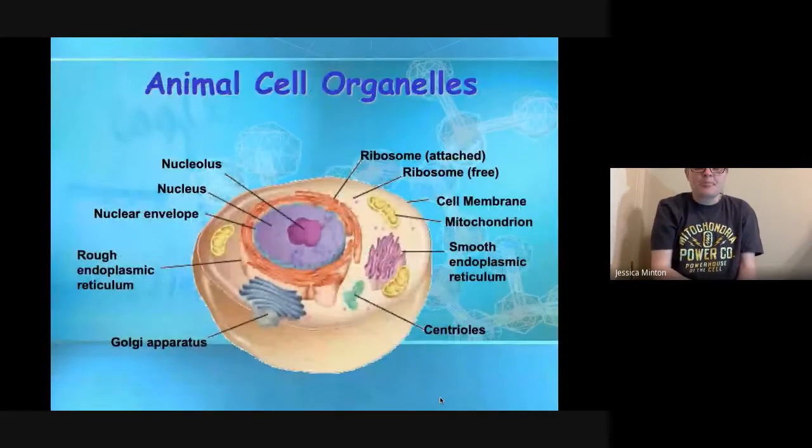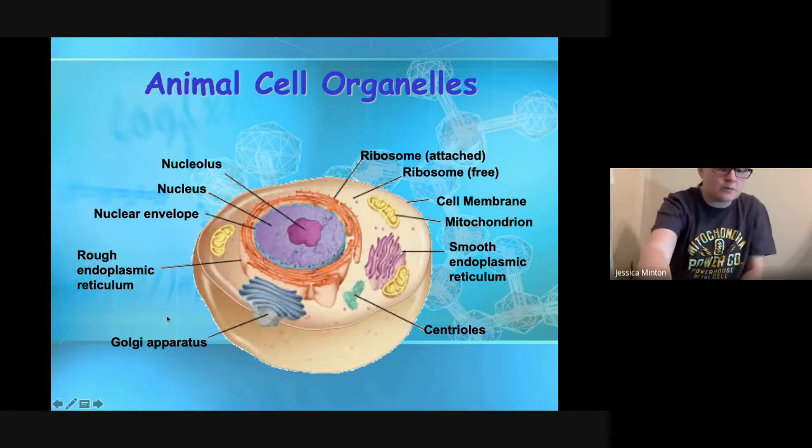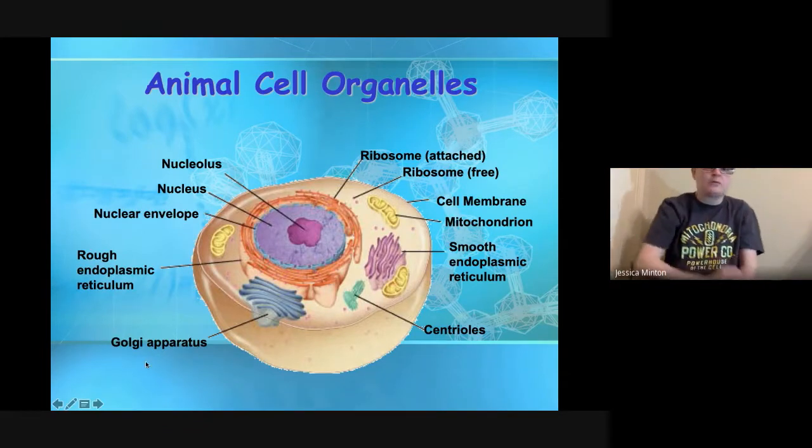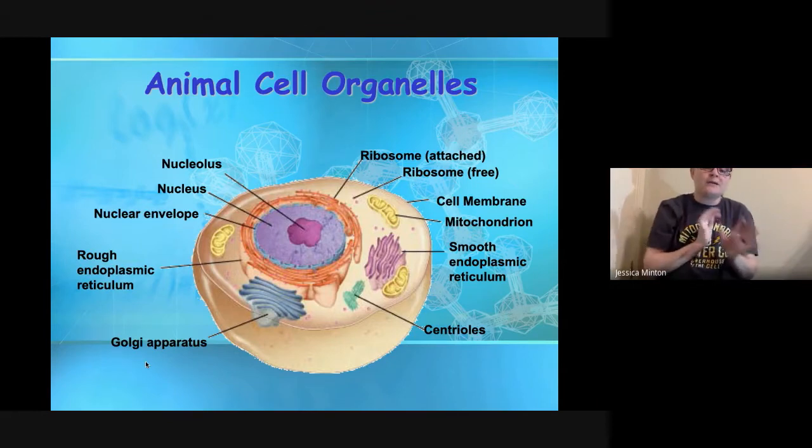Now, here's a quick overview of the animal cell organelles. You'll notice that there are a lot of big words here. You've got the Golgi apparatus. I'm starting on the bottom over here in the corner and working my way around. Sometimes you hear rough ER versus rough endoplasmic reticulum. Notice that with the nucleus, you've got the nucleolus, and then the nuclear envelope. Nuclear envelope can be interchangeable with nuclear membrane.